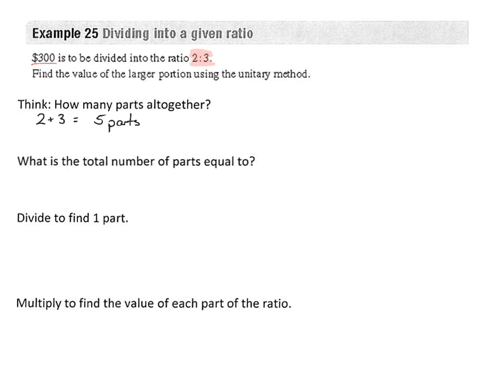What is the total number of parts equal to? The total number of parts we just found was 5 parts. So 5 parts is equal to $300, because that's the amount that we want to divide into a ratio. So then we want to find one part. Because we've got 5 parts, we're going to divide by 5. So one part is equal to $60, and that's our unit.